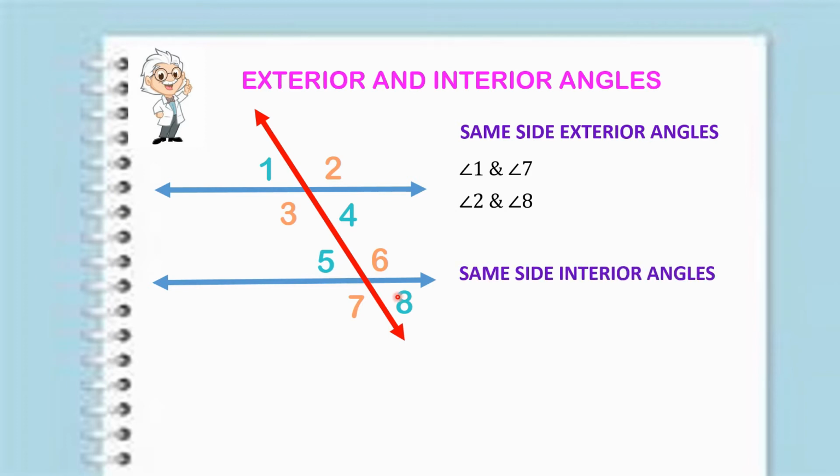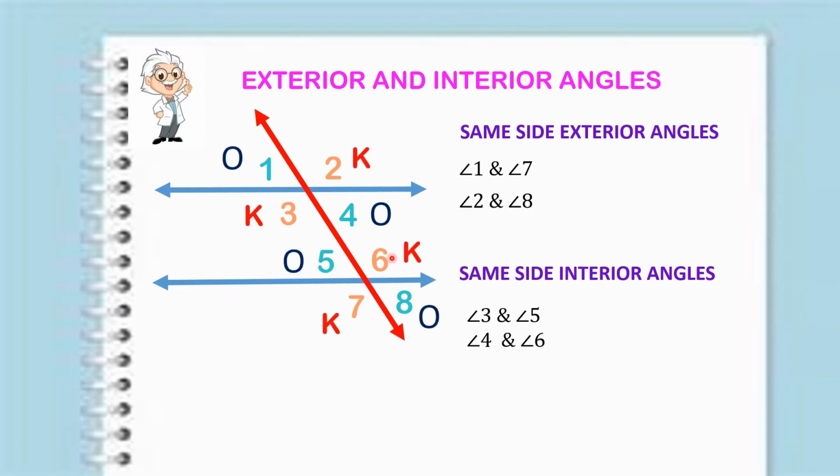We also have these same side interior angles. They are interior angles which are on the same side of the transversal, and they are angles 3 and 5. They are on the same side, the left side. And at the right side of the transversal, we have angle 4 and angle 6.